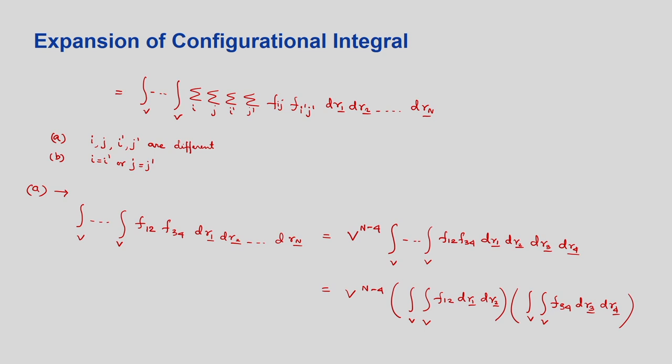Now, let us do some further simplification. If we do further simplification, I will get this term as Vn minus 4 as it is, which was earlier Vn minus 4. It will be nothing but the entire expression, I just write it again: F12 dr1 dr2, this is one expression, and then you have the double integral V F34 dr3 dr4. This is the other equation. This is from the previous slide only, I am writing it down, nothing else.